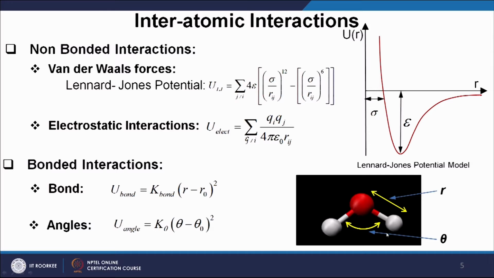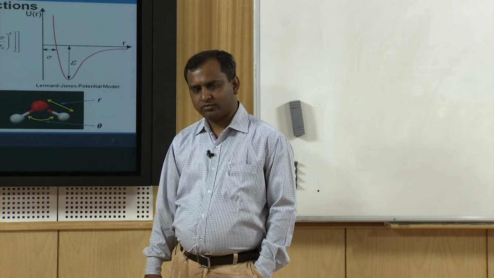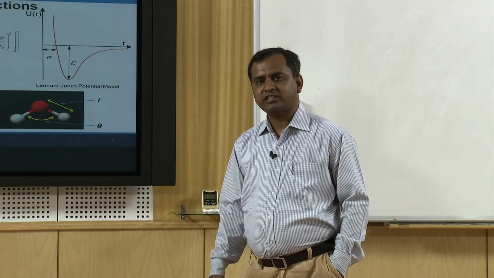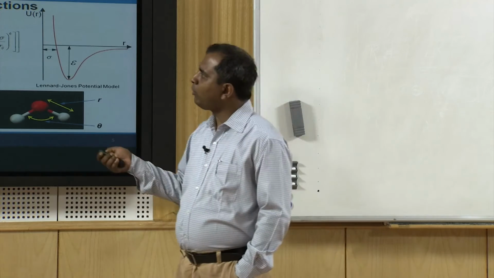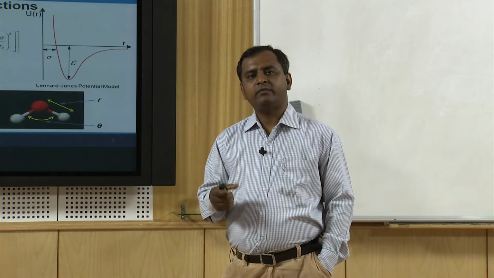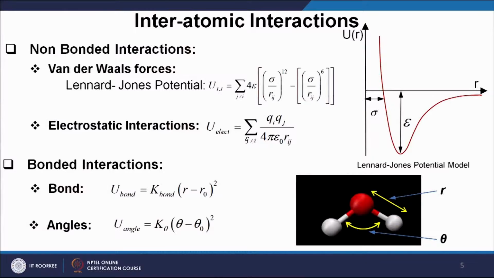Now, these water molecules will have multiple interatomic interactions. For example, if one water molecule is interacting with another water molecule, those will be called non-bonded interactions, because those water molecules are not connected via a bond. So, non-bonded interactions we will find between two water molecules or two dissimilar or non-connected molecules.